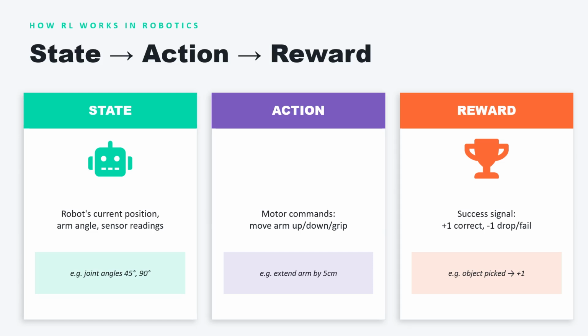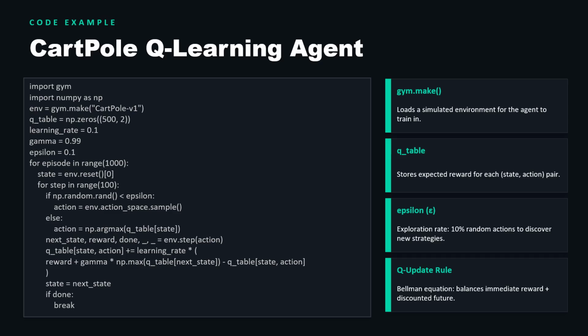State: this is the robot's current situation, for example, arm position or sensor readings. Action: this is what the robot does, like moving an arm or gripping an object. Reward: it is the feedback. If the robot succeeds, it gets a positive reward. If it fails, it gets a negative one. This simple loop helps the robot learn better actions over time.